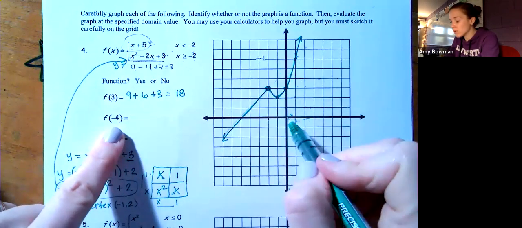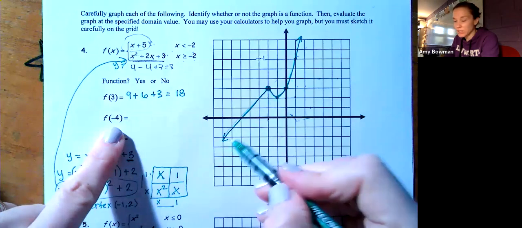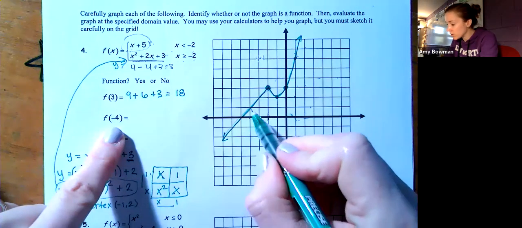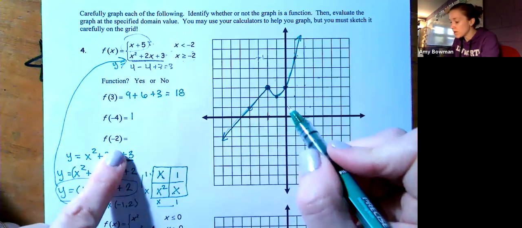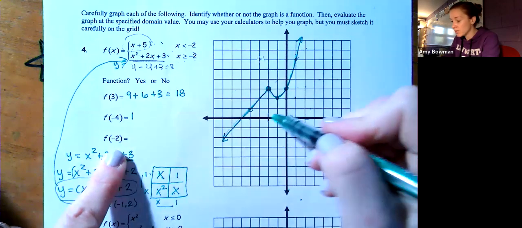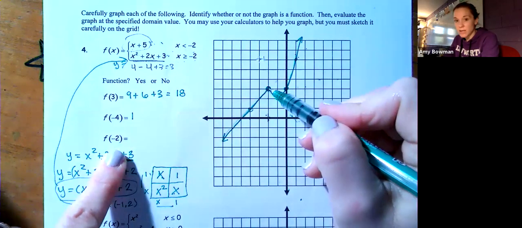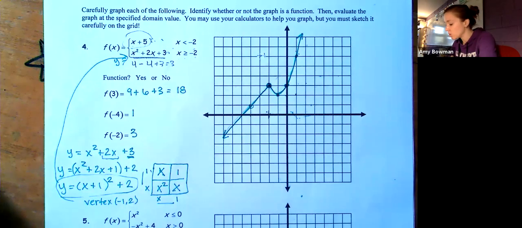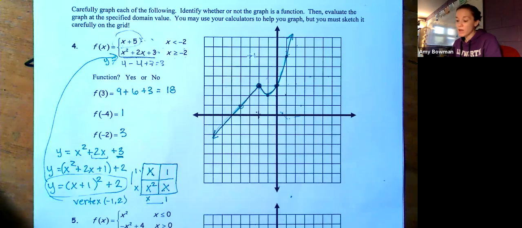F of -4, that one I can just rely directly on my graph. -4, 1, 2, 3, 4, that would have an output of 1. And f of -2, we already saw that. It's the same for both pieces, and we see that in the graph here as well, has an output of +3. Okay, so hopefully you guys are feeling pretty okay about piecewise functions.